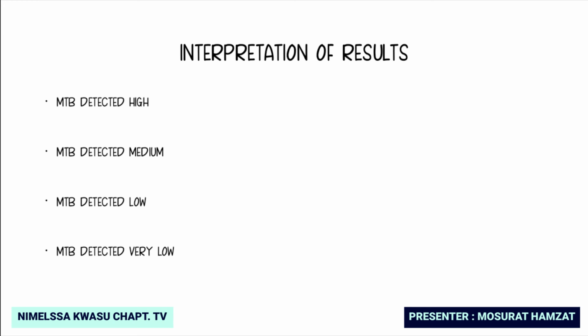As I've said earlier, it quantifies. So the interpretation of results will tell us if it is MTB detected as high, that is if there is high bacterial load, MTB detected as medium, MTB detected as low, and MTB detected as very low, or there is no MTB detected, that is if there is no MTB present in the sample. It does not only help to detect the MTB alone, that is Mycobacterium tuberculosis alone. It also helps to detect if this Mycobacterium tuberculosis has developed resistance to rifampicin.